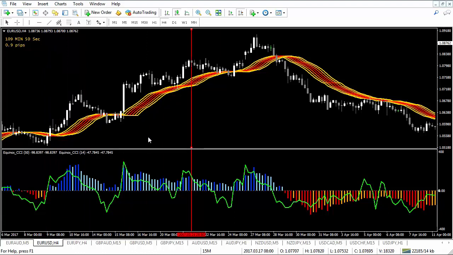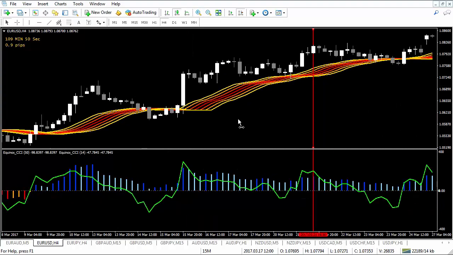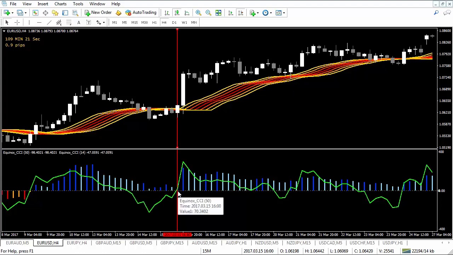The histogram remains blue, but the signal line drops below and it's now negative. We want it to come back positive. So let's zoom in. We're going to find out exactly where that happens. Right here, the signal line comes back above that 0 line. This little candle is the signal to go long. Once that candle closes, we can take a long trade.